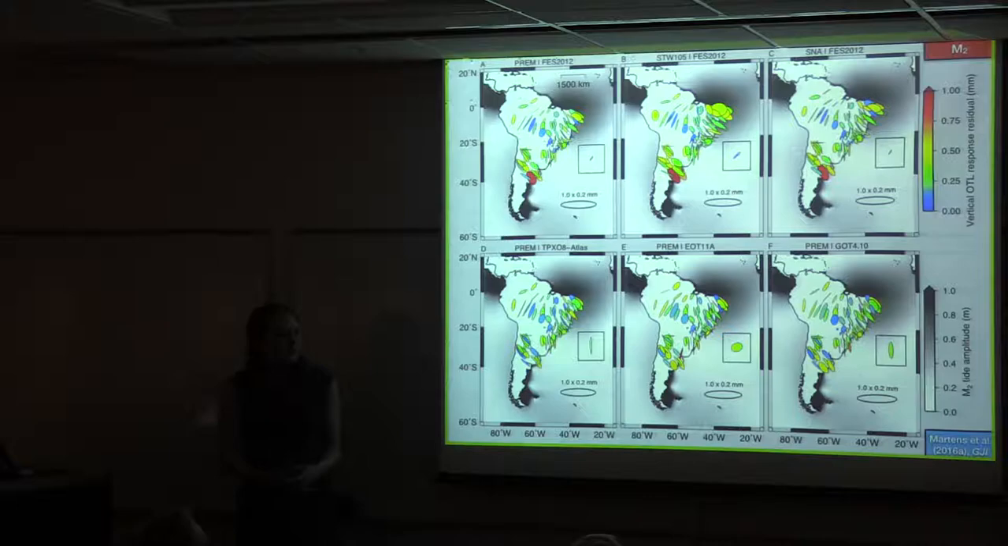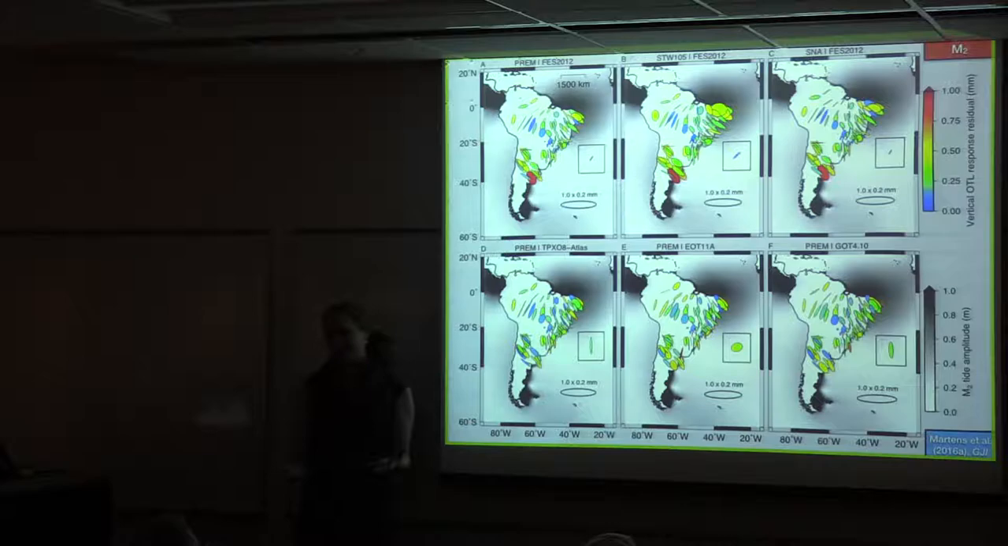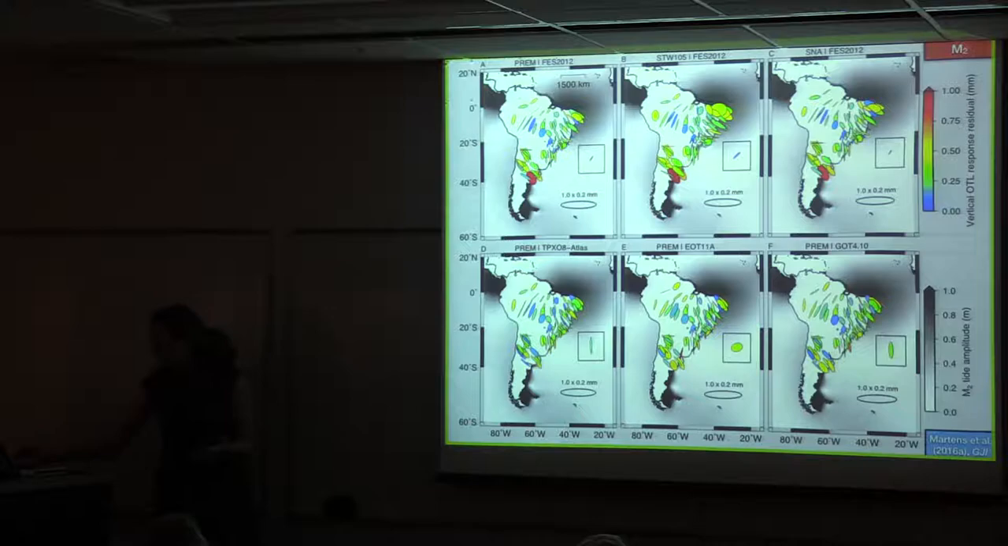The second thing is that the residuals do not appear to be random, but they appear to exhibit at least some spatial coherency. So this suggests that these residuals cannot be explained solely by random observational error, for instance. There's some spatial coherency here that does not seem random. So how might we explain this?